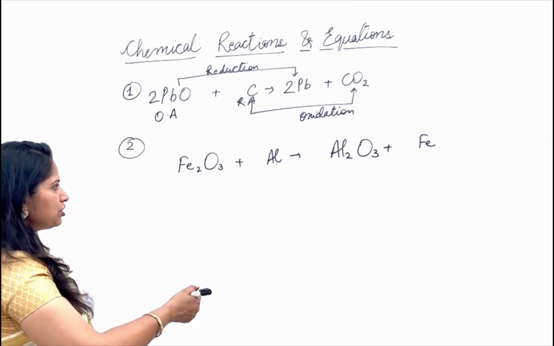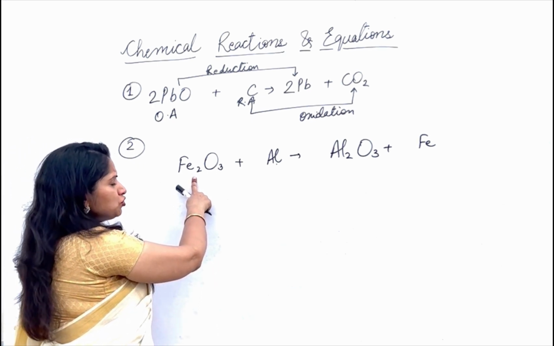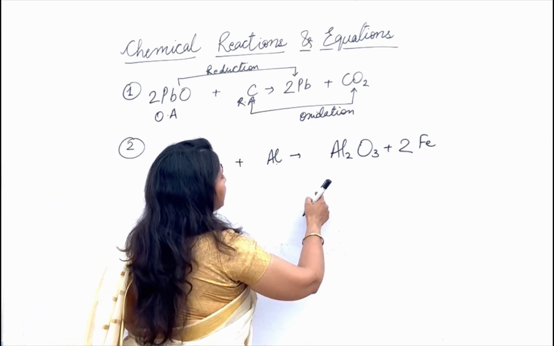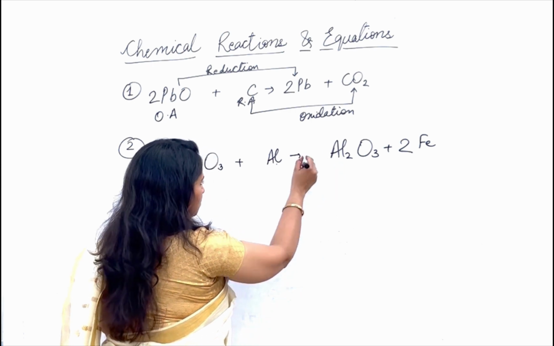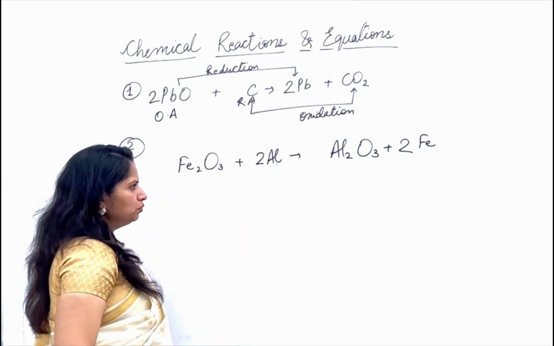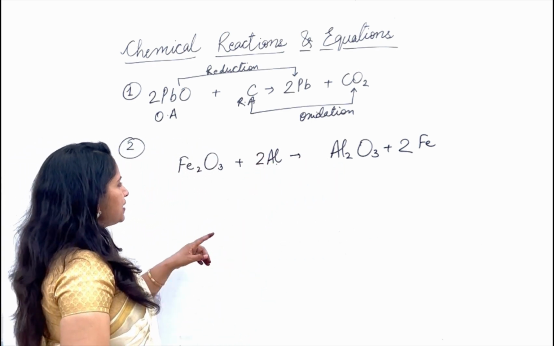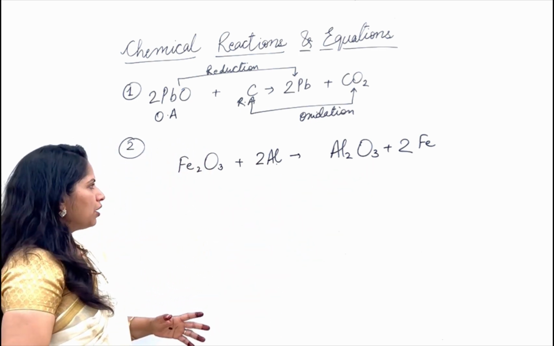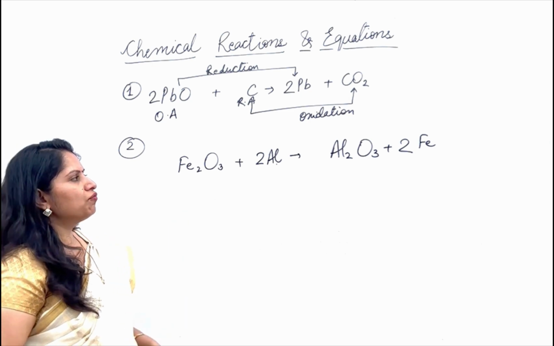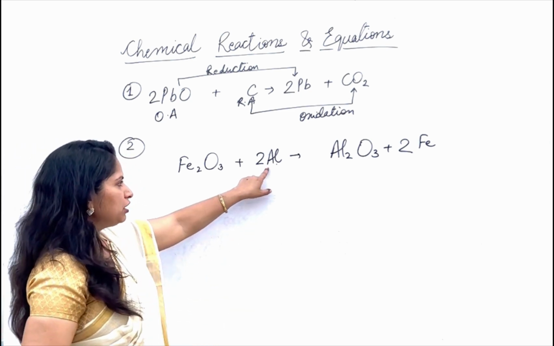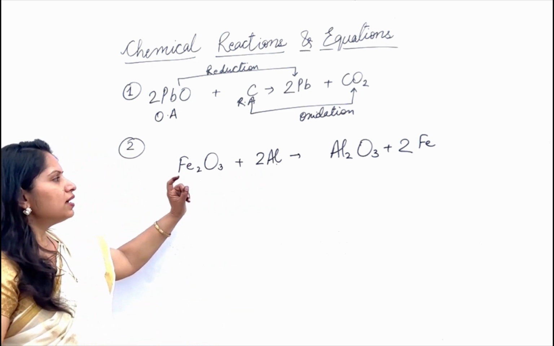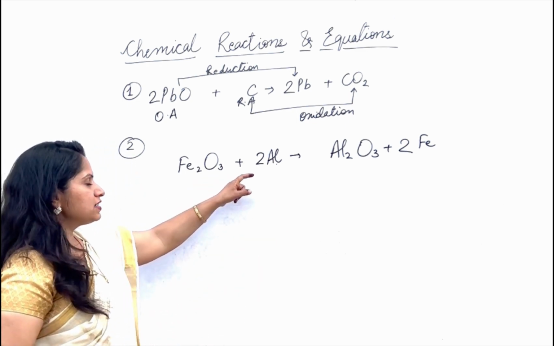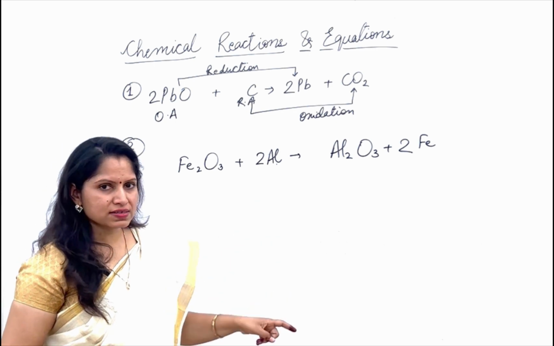So first, balance the equation. Here I have two iron atoms, here just one, so make it two. Here I have two aluminium atoms, here just one, so make it two. Now oxygen on both the sides is 3. So it's already balanced. Now this is an example of displacement reaction, because aluminium is more reactive than iron, and so it is displacing iron from ferric oxide.